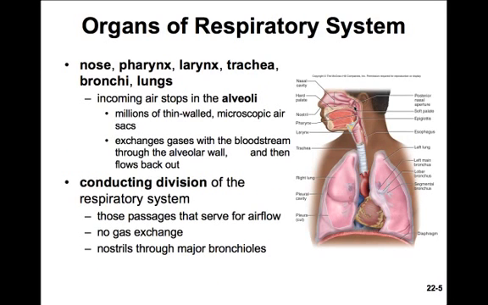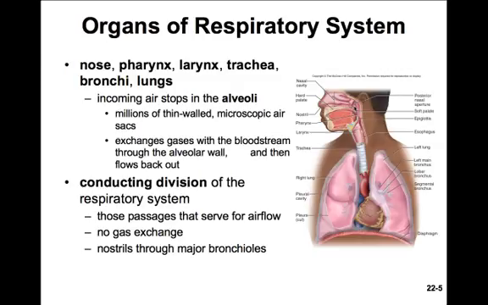So the principal organs of the respiratory system are the nose, the pharynx, the larynx, the trachea, the bronchi, and lungs. Incoming air stops in the alveoli of the lungs. The alveoli are microscopic air sacs with very thin walls. There are millions of them. And they function in exchanging gases with the bloodstream through the alveolar wall. And then the air flows back out of the lungs.